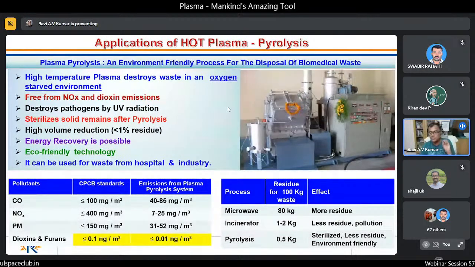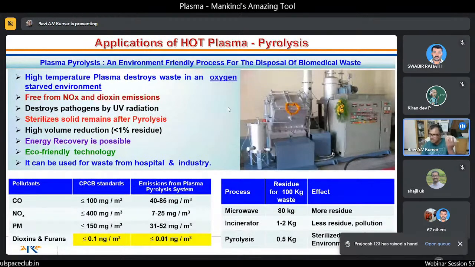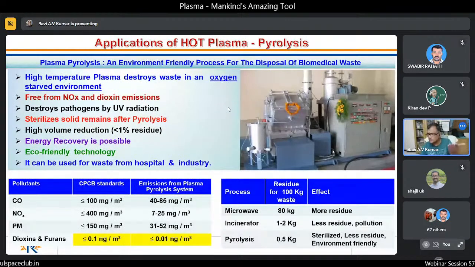Medical waste is a very important thing, it has to be eliminated. So what normal hospitals do is burn it. But if you burn medical waste, it has its own problems. So plasma pyrolysis is one major solution. We've installed it in almost 20 hospitals across the country. I think one in Tirunelveli also.